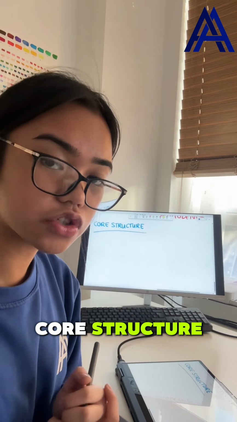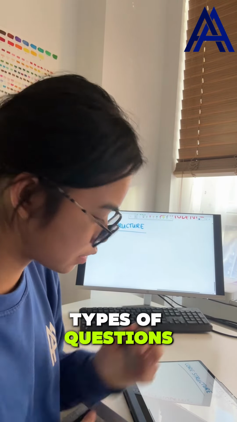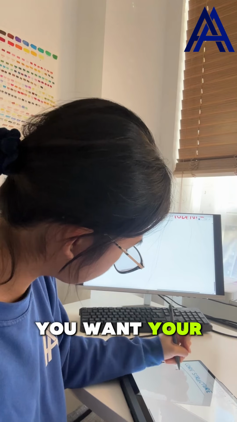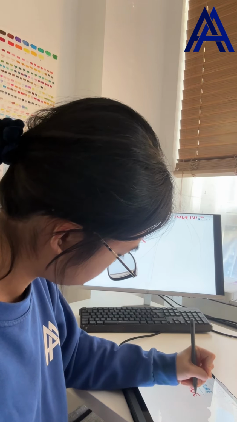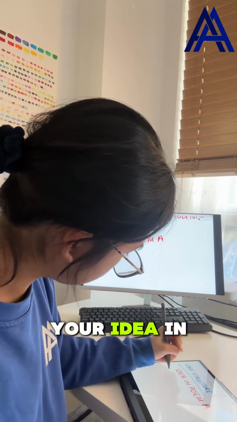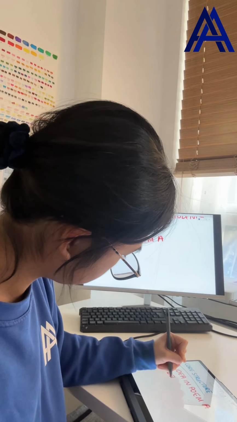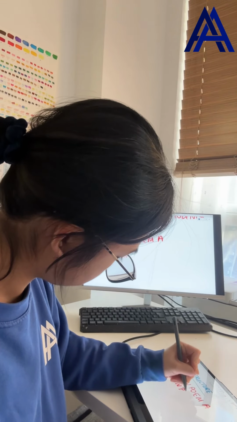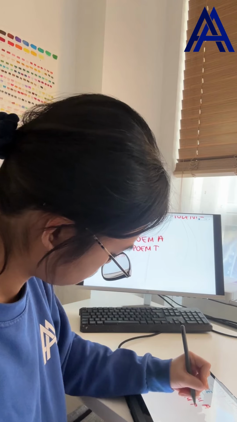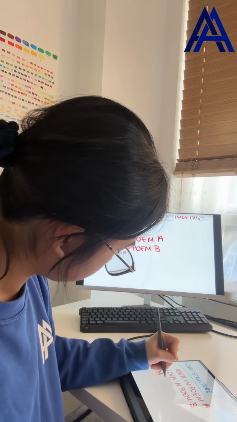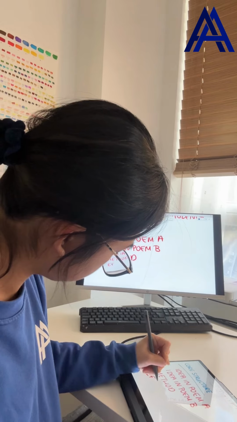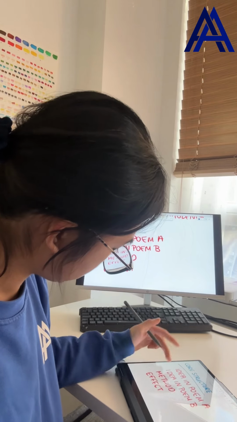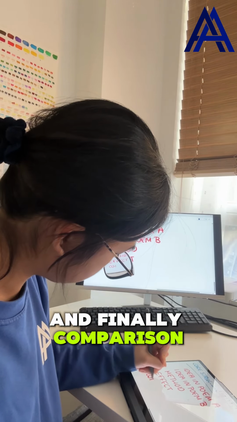So that's your core structure for answering these types of questions. You want your idea in poem A, your idea in poem B, the method, effect, and finally, comparison.